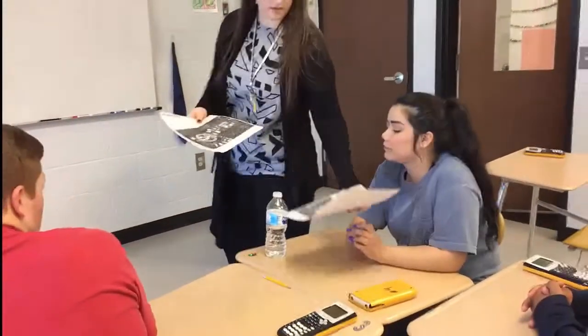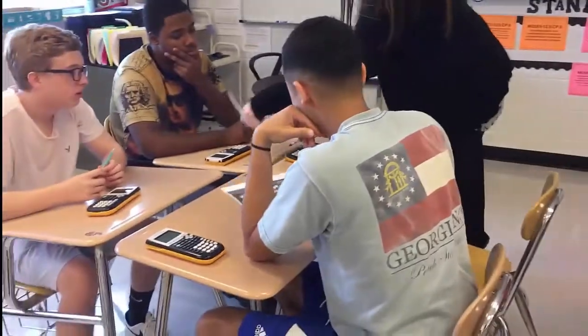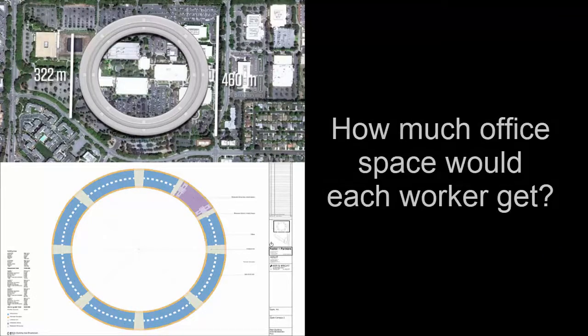As students dive into Act 2, they'll be provided with more information based on the questions that they decide to investigate. This class has decided to investigate how much office space a worker would get based on the space available in the compound as well as the number of workers Mr. Jobs has announced there would be inside the office space.